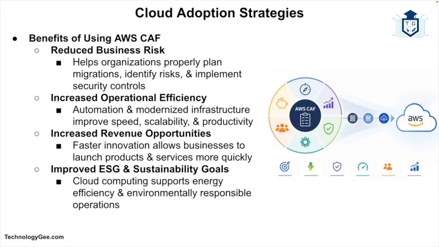And when using the AWS Cloud Adoption Framework, this can provide several advantages. The first is reduced business risk. So instead of rushing into cloud migration blindly, CAF helps organizations plan properly, identify risks, and implement controls. There's also increased operational efficiency. So by modernizing infrastructure and automating processes, businesses can operate faster and more efficiently. There's increased revenue opportunities because cloud enables faster innovation. Well, this can allow companies to launch new products and services quickly. And then there's improved ESG performance. So like I mentioned earlier, cloud adoption supports sustainability goals.